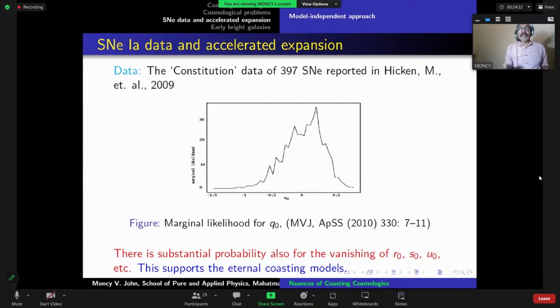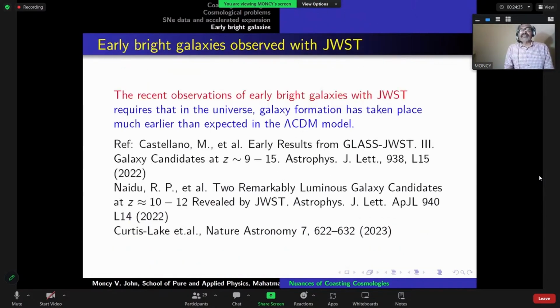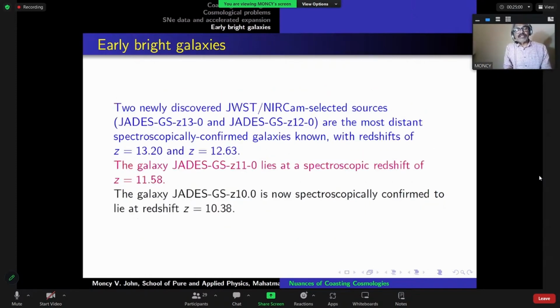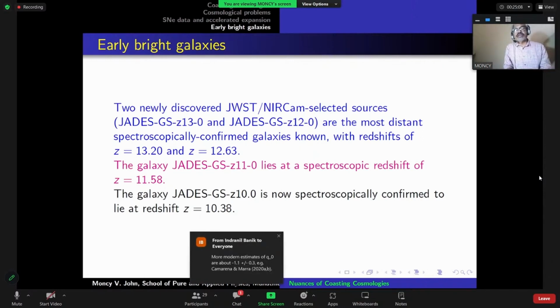And lastly, I want to mention the early bright galaxies observed with the James Webb Space Telescope. The recent observations of early bright galaxies with JWST reveal that in the universe, galaxy formation has taken place much earlier than expected in the lambda CDM model. This is the problem with the early galaxies in the lambda CDM model. The significant papers are these. And there are galaxies spectroscopically confirmed at z equal to 13.2, 12.6, and so on.